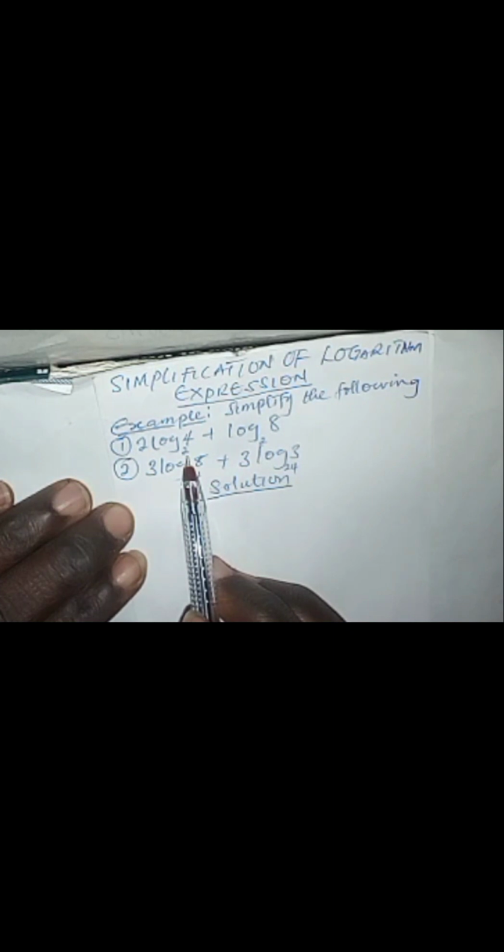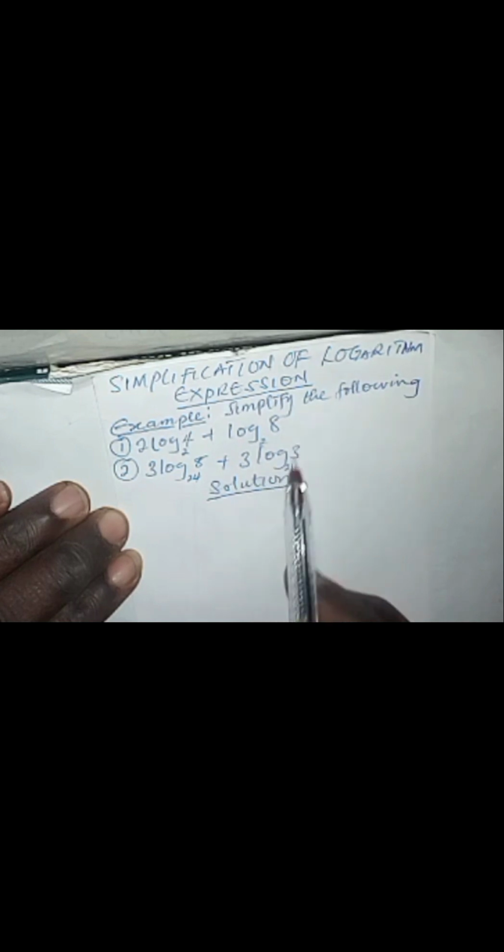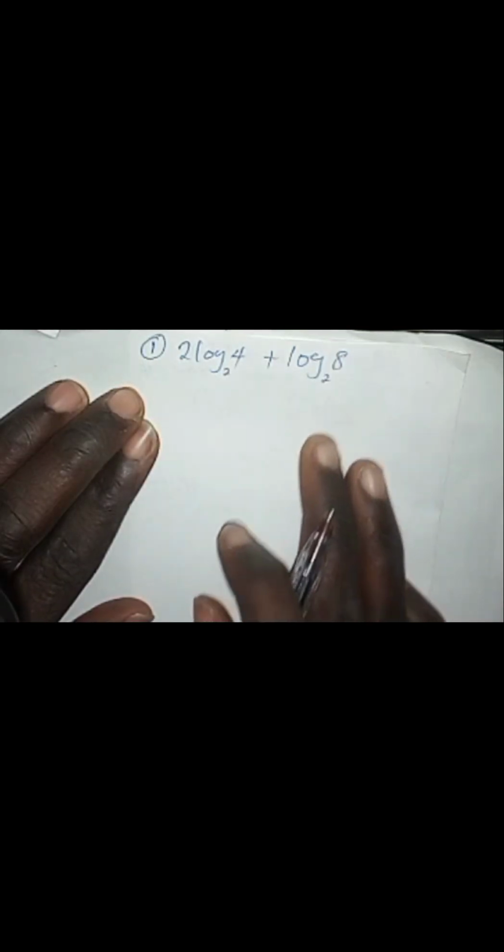Welcome to today's session, and our tutorial today is going to be on logarithms. I hope we learn together from each other. The topic is the simplification of logarithmic expressions. Example: simplify the following. The first one is 2 log 4 base 2 plus log 8 base 2. And the second one is 3 log 8 base 24 plus 3 log 3 base 24. So this is the first question given.